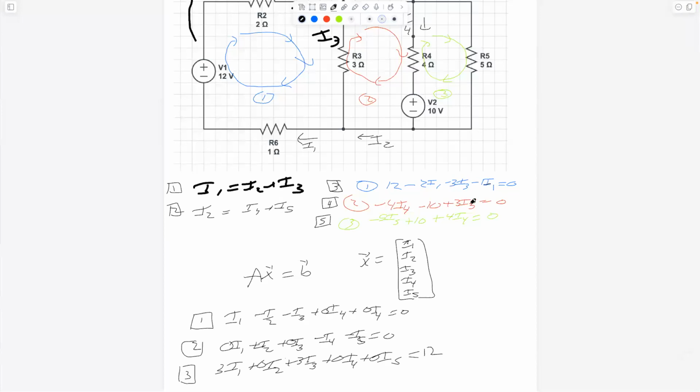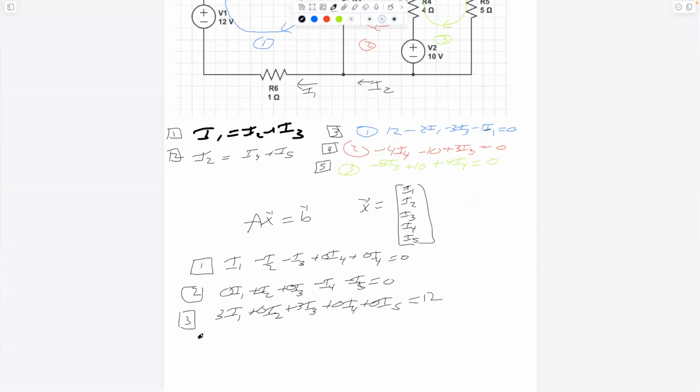Okay, this equation, what I'm calling equation 4, the red one. Again, I guess I'll just move the 10 to the other side. So I've got no I1, that's a 0. 0 I2s. 3 I3. Negative 4 I4. 0 I5. And that will equal, when I move the 10 to the other side, 10.